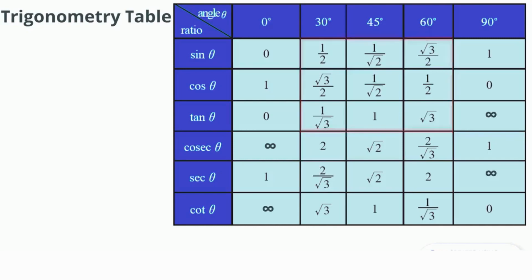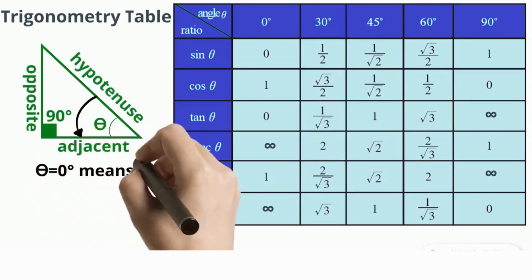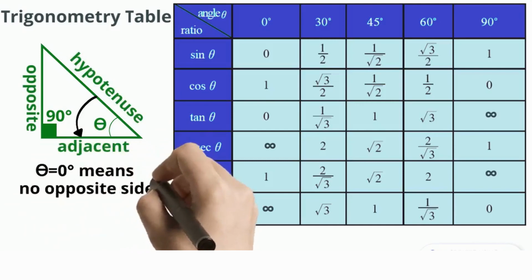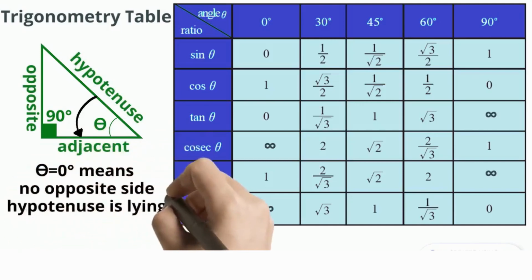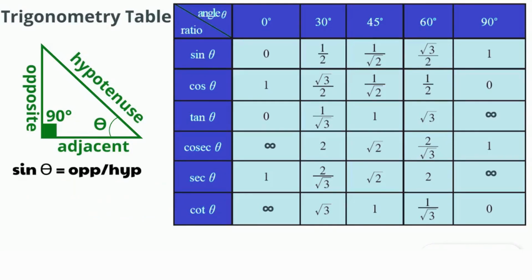Let's see. Now we are going to see sin 0 degrees. See this right triangle. In a triangle, theta equal to 0 degrees means no opposite side. The hypotenuse is lying on the adjacent side. Opposite is equal to 0, adjacent and hypotenuse are equal. Let's remember the formula. Sin theta is equal to opposite divided by hypotenuse. Opposite is equal to 0, which means 0 divided by anything is equal to 0. That is, sin 0 degrees is equal to 0. Next, cos 0 degrees is equal to 1.